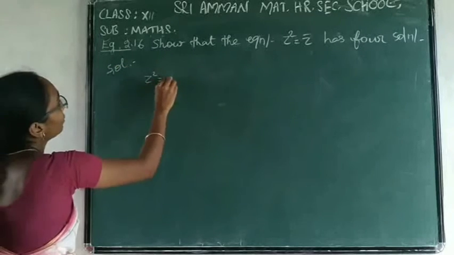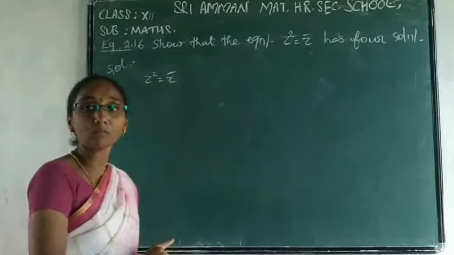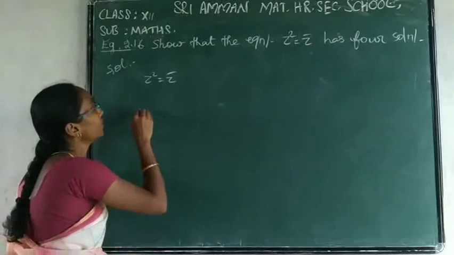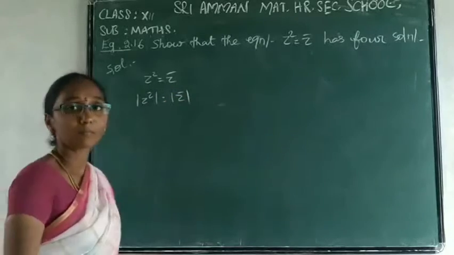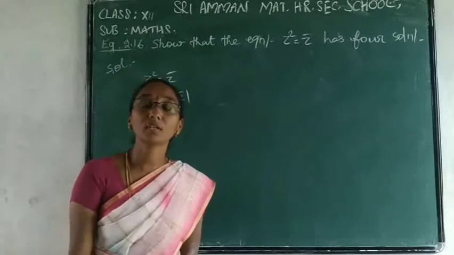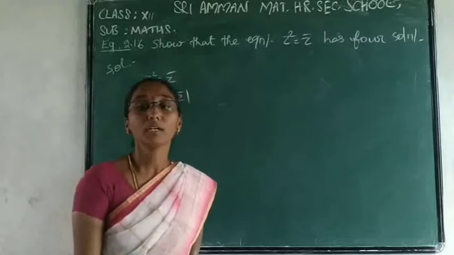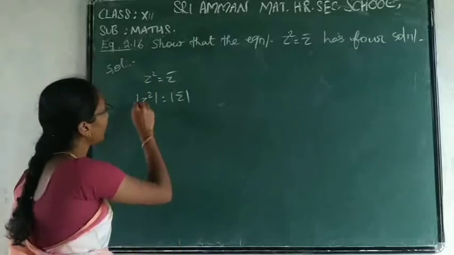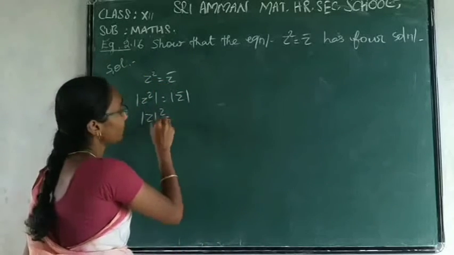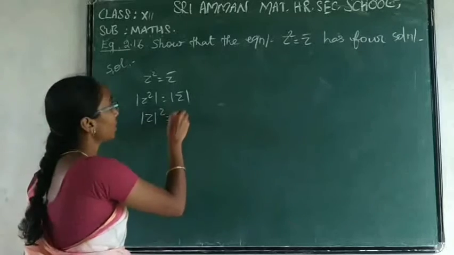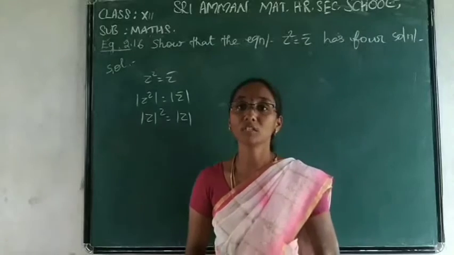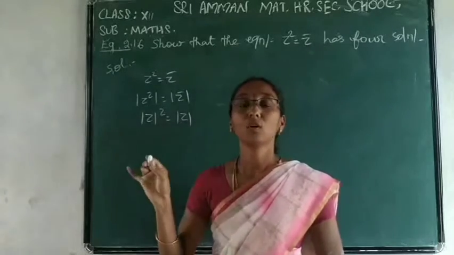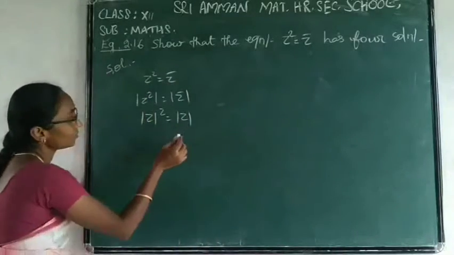Solution. z squared equal to z bar. Very easy in this one. Listen carefully. Taking the modulus on both sides: modulus of z squared equal to modulus of z bar. You already know the power property, modulus of z squared equals modulus of z, the whole squared. And modulus of z equals modulus of z bar. You substitute this value.